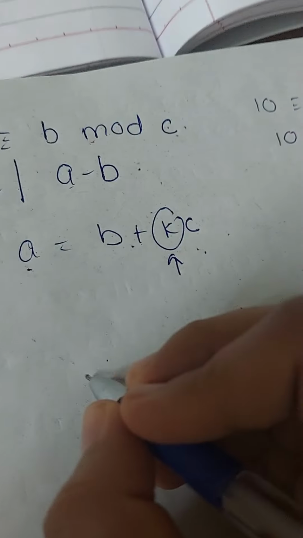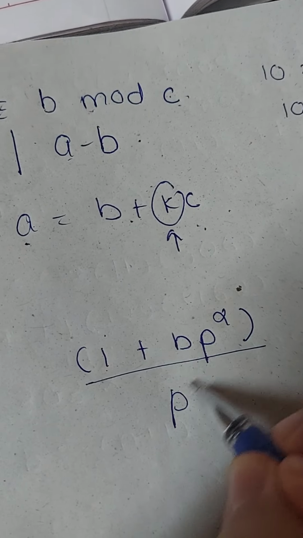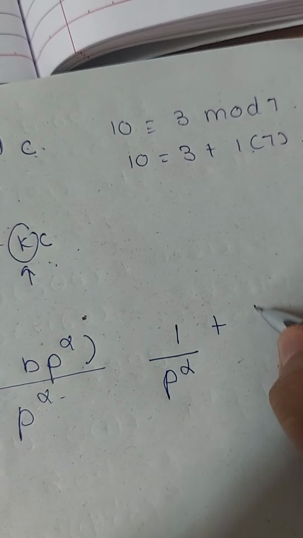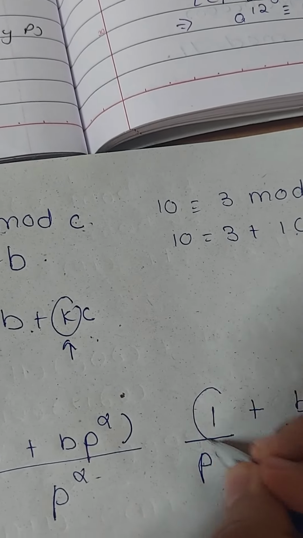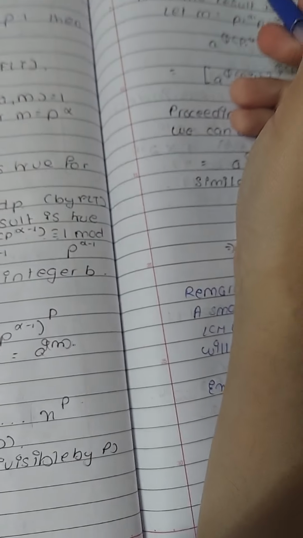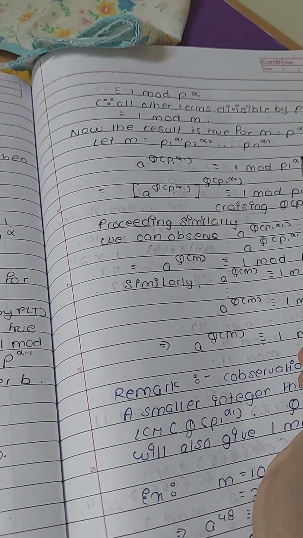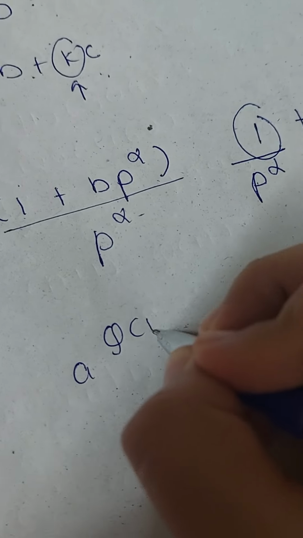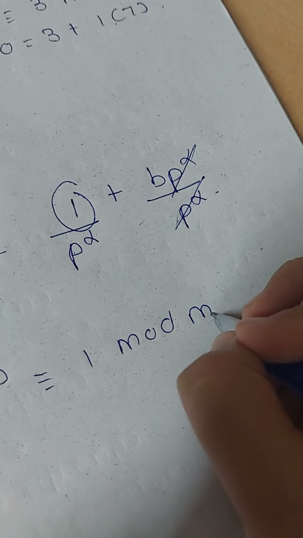How is it possible? Let's say it's 1 plus b into p to the power alpha. Now when you divide this by p to the power alpha and separate the fractions, we get 1 upon p to the power alpha plus b upon p to the power alpha. So this term is divisible, but this is not. So what remainder does it leave? It leaves the remainder 1. So we have got the RHS. Our LHS was a to the power totient of m, and the RHS comes out to be 1. Doesn't this really prove it? Basically, a to the power totient of m is congruent to 1 mod m, because m is p to the power alpha.